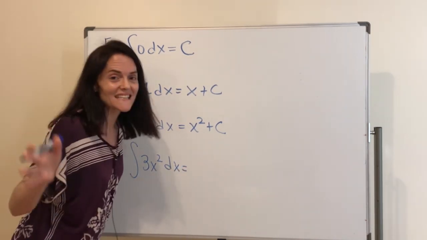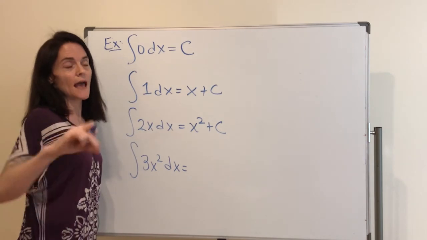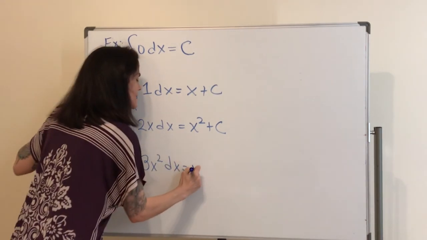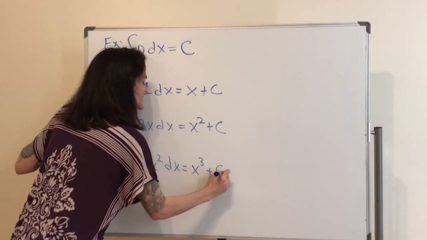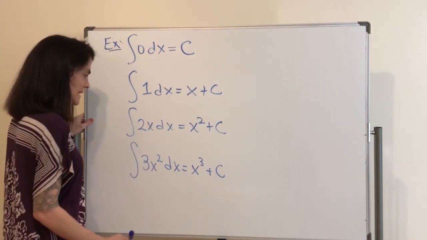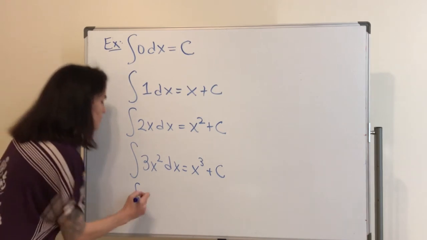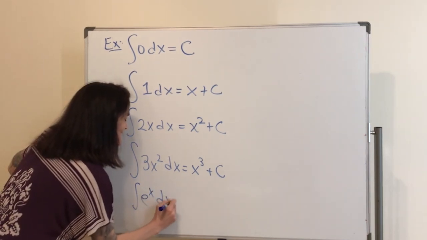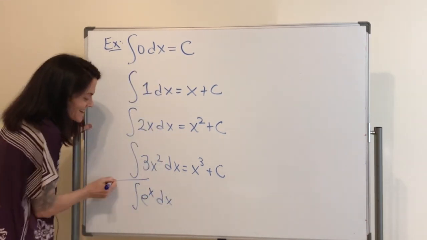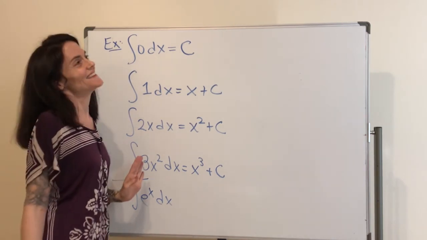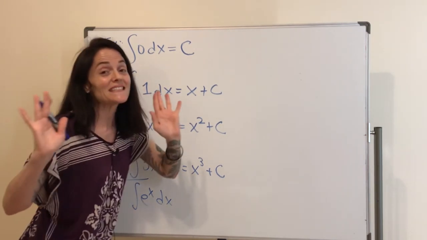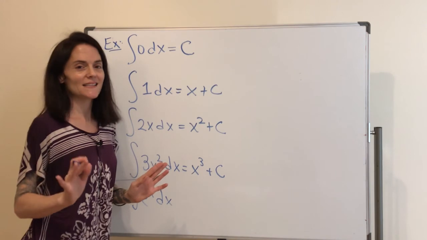Well, what function has derivative 3x squared? This is x cubed plus c. Finally, oh, here's one we can do. It doesn't fit the same pattern, but what about e to the x? The derivative of e to the x is e to the x.